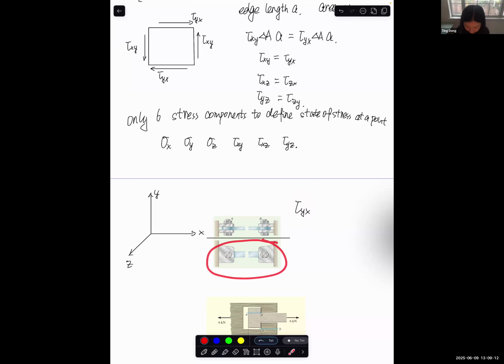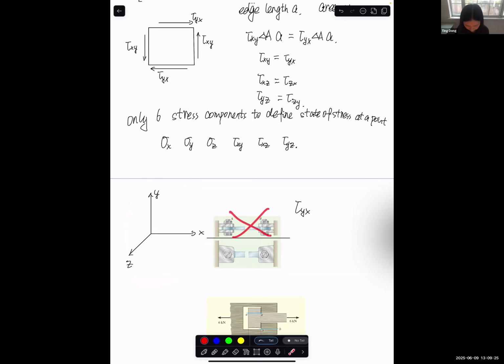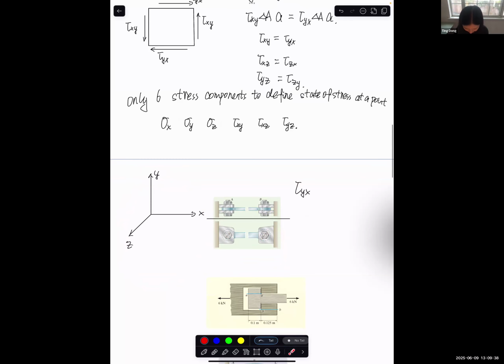What if we have a structure like this? We're still using this coordinate system, and now we are checking this structure. Let's say they're different structures, so let's ignore this one now. For this structure, we also have pin A and pin B, and we still have this coordinate system. What is the stress component, the subscript of tau? XZ.